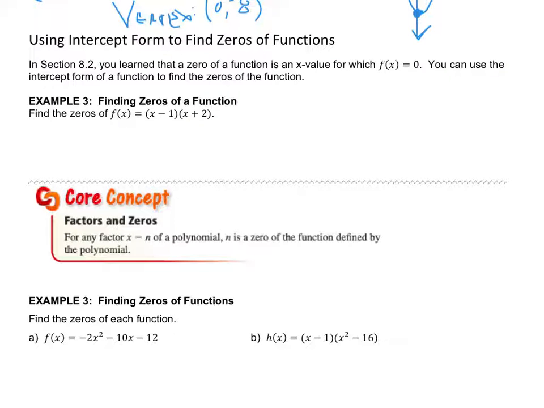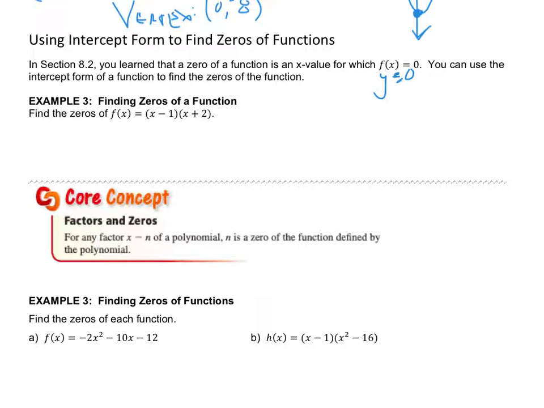So next, remember we talked about how to find the zeros of a function. The zeros of a function are when the function's value, or the y, is 0. Not less than 0, it's 0. Okay, so when we talk about finding the zeros, that basically means when the function is equal to 0. So we can use this intercept form to help find the zeros of the function very quickly.